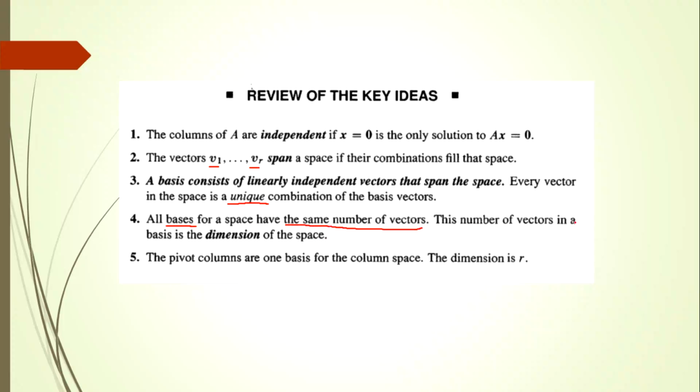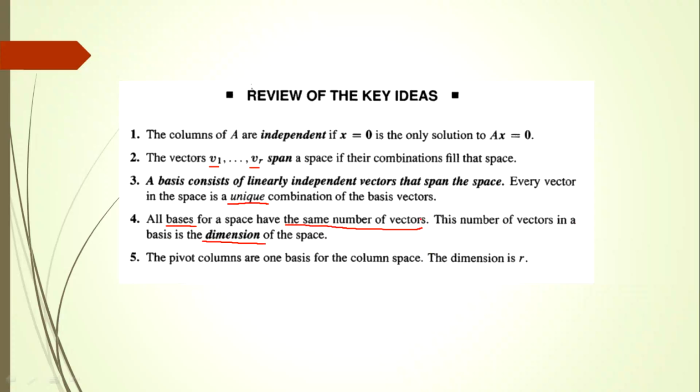That means they have the same number of vectors. This number of vectors in the basis is the dimension of the space, of course, right? That is why, in the previous example, the matrix A is rectangular, 3x4, but the rank is 2. So only 2 independent vectors can span the column space of matrix A. We only need 2 independent vectors to span the column space of matrix A, and we know the dimension of the column space of matrix A is 2.